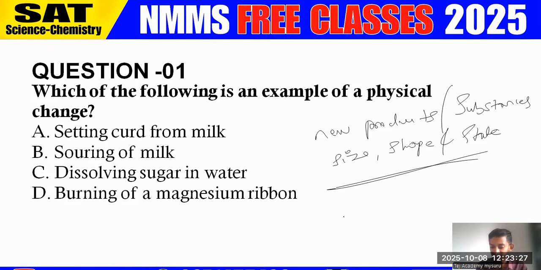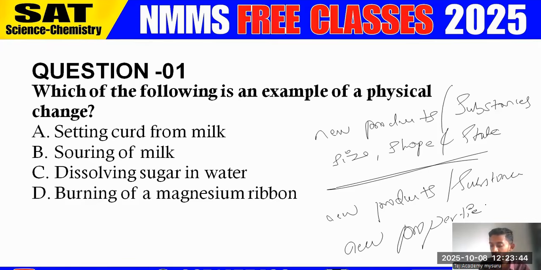Whereas chemical change is one in which new products or substance will form with new properties. It will form new products or substance with new properties. So here, we will see option A, setting curd from milk.